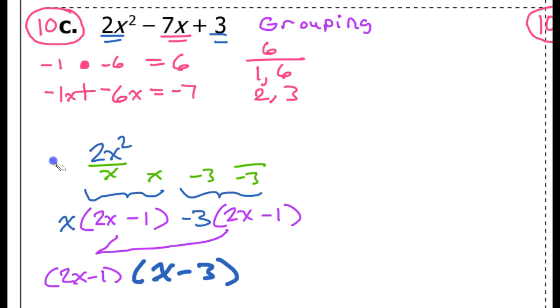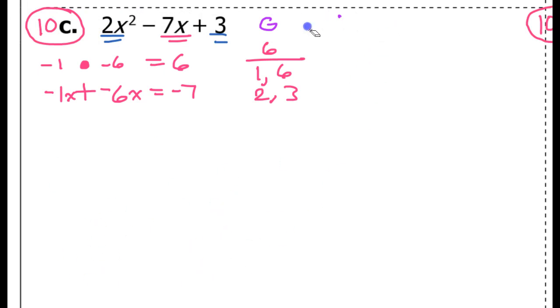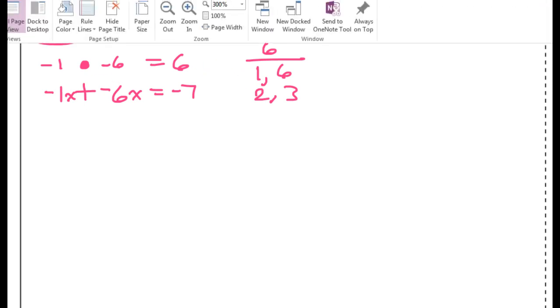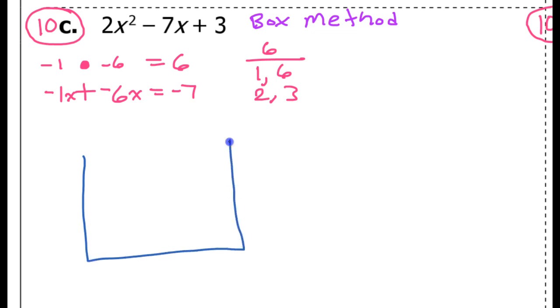Now, like I said I would, I am going to erase this, and I'm going to go back to here, and now I'm going to switch over to the box method. Alright, I just wanted to show the grouping method one time. So back to the box method. Alright, of course we should get the same answer.